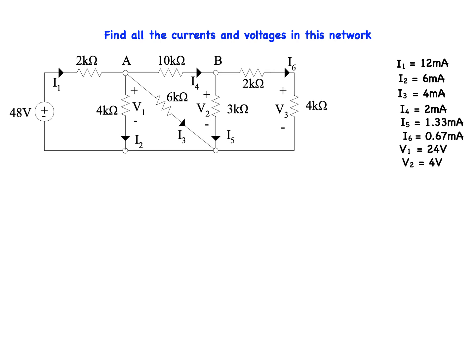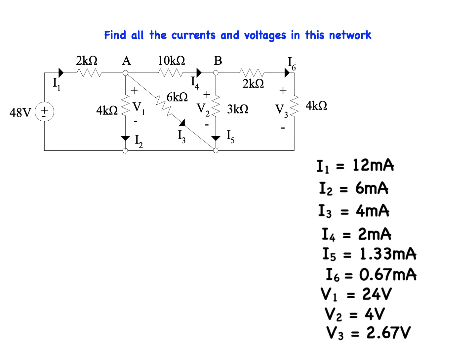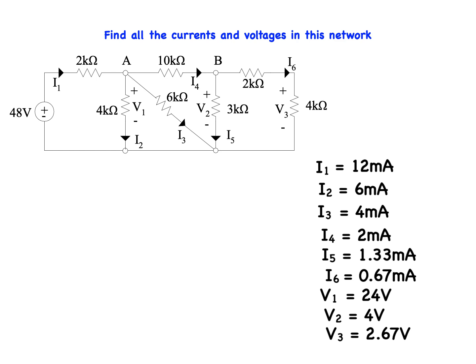Finally, V3 can be obtained using Kirchhoff's voltage law. V3 is equal to V2 minus 2K ohm times I6, which is equal to 4 minus 2K ohm times 0.67 milliamps, which is equal to 2.67 volts. The network has now been solved for all currents and voltages. This brings us to the end of this problem and its solution.